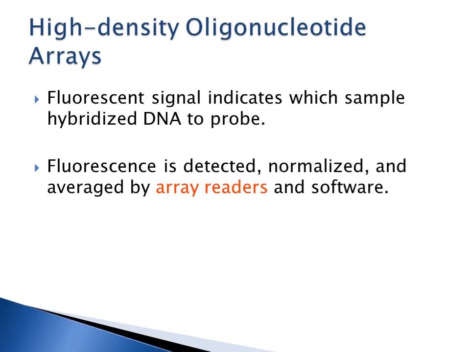So what you're going to get is a fluorescent signal when you have your hybridized DNA to the probe. And when you see your fluorescence, that fluorescence has to be normalized or averaged using computer software. So it's only going to indicate fluorescence if over a threshold level has been generated.